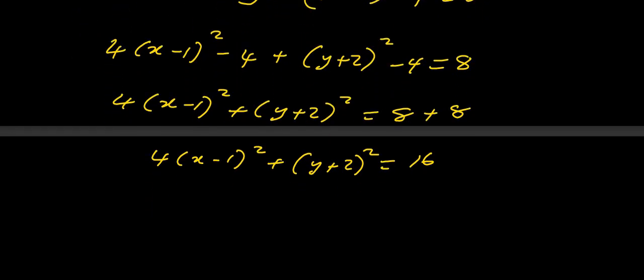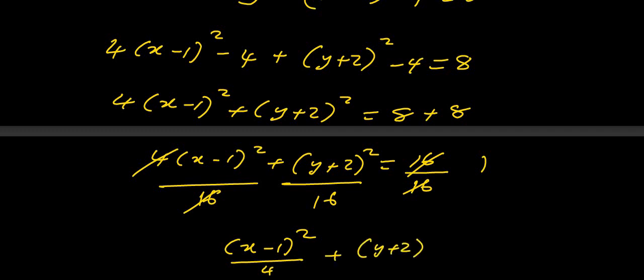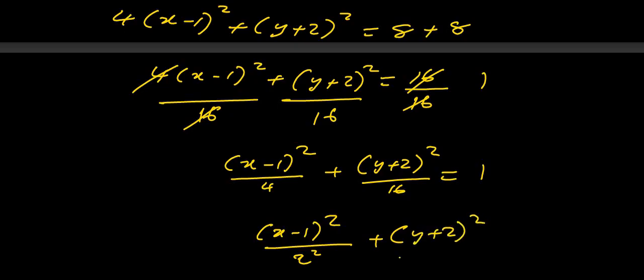We can divide both sides by 16. Let me just check this here. To make 1 here, 4 over 16 is 1 over 4. So it will be x minus 1 squared over 4 plus y plus 2 squared over 16. That's going to be equal to 1. This is what? An ellipse, right? There's a plus sign in the middle. A squared is 16. This is the same as x minus 1 over 2 squared plus y plus 2 over 4 squared is equal to 1. So yeah, this is an ellipse.